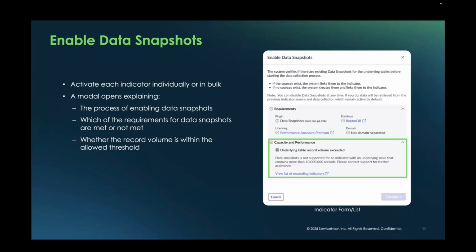You should be presented with this pop-up, which checks the requirements for enabling data snapshot, which we talked about earlier: whether the plugin is installed, though if it's not installed you will not see the options at all, whether it is the right database, whether you have the necessary licensing, you don't have domain separation, and you are meeting the record volume set for the instance. If any of the requirements are not met, you will not be able to continue. But if they are met, you can go ahead and enable data snapshot.